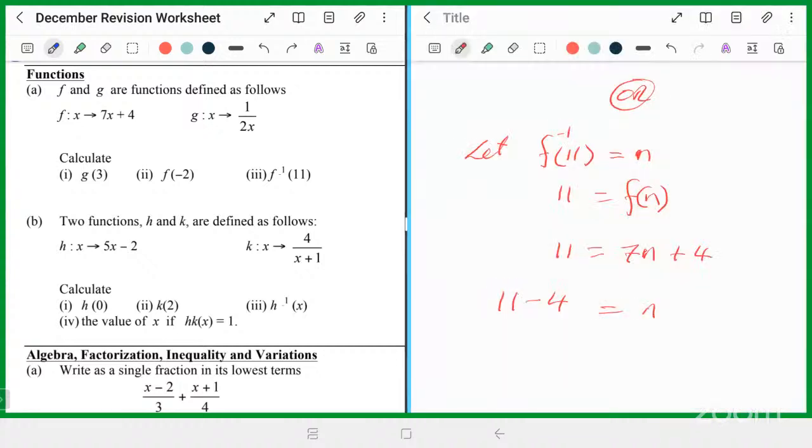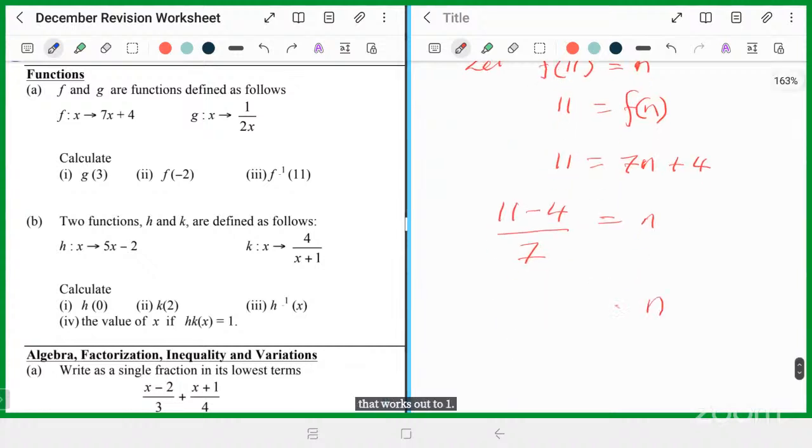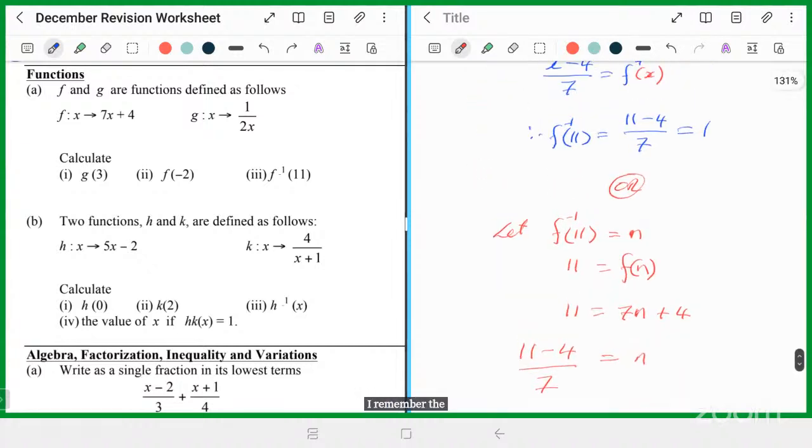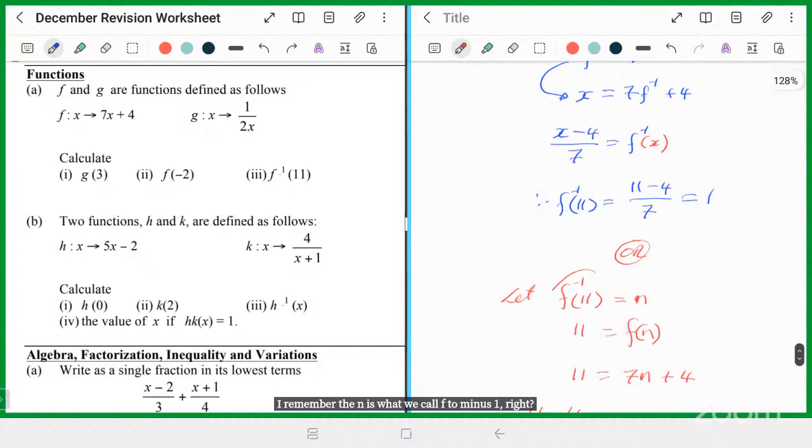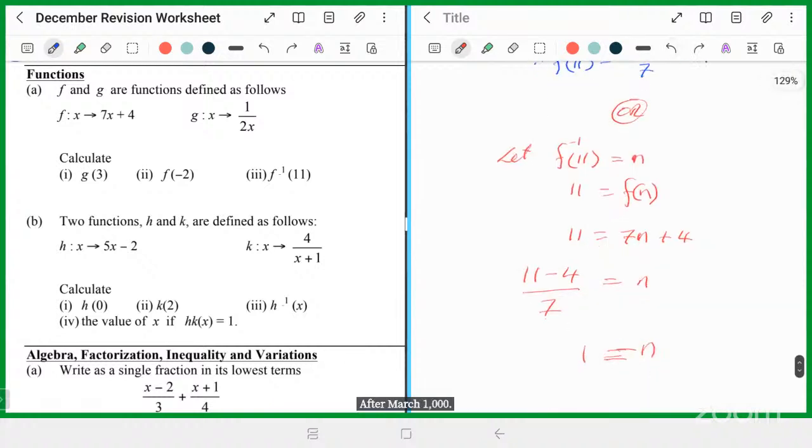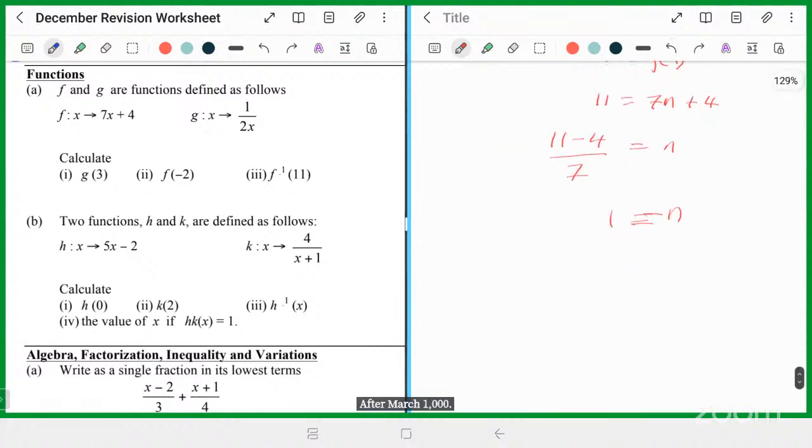Sorry about that, guys. 11 minus 4 over the 7. I'm dividing by the 7 right here. That works out to 1. So the n equals 1. Remember, the n is what we call f to the minus 1 of 11, right? So therefore, f to the minus 1 of 11 is equal to 1, because the n is 1.